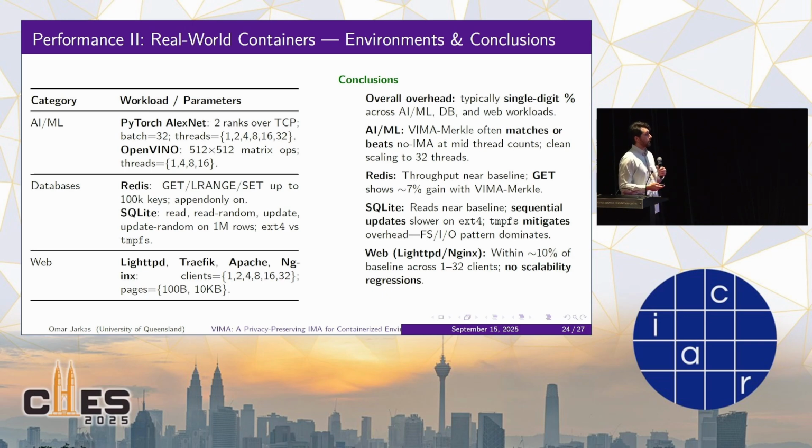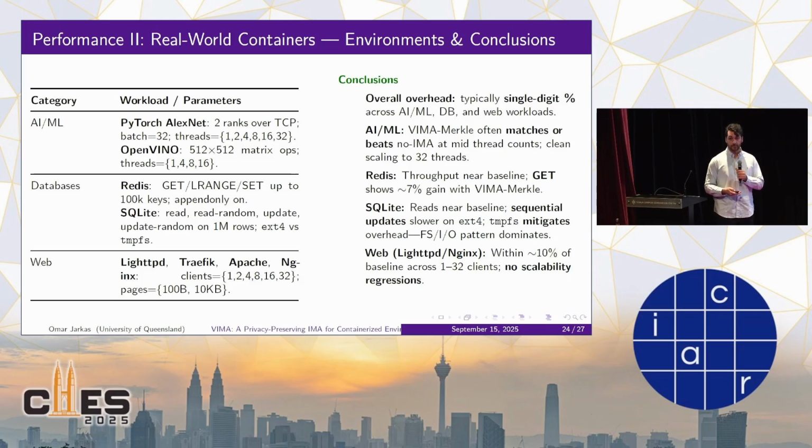And we also tested a lot of different real-world containers. We tested a lot of AI containers, PyTorch, OpenVINO, and many others. And databases, Redis, SQLite, MongoDB, and lighttpd, Traefik, Apache, and Nginx. And we got good results at the end after our various iterations of optimization.